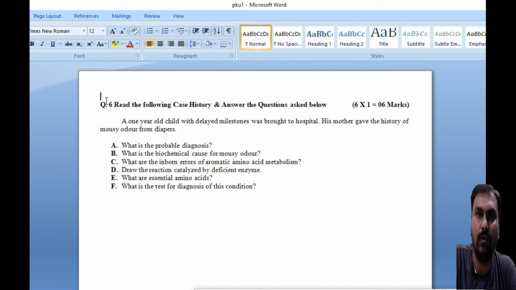What are the inborn errors of aromatic amino acid metabolism? They are phenylketonuria, tyrosinemia type 1, 2, 3, alkaptonuria, and albinism also. Draw the reaction catalyzed by the deficient enzyme. I will draw it in a few minutes. And what are the essential amino acids that are not produced by our body? So they have to be supplied in the diet. What is the test for diagnosis of this condition? Tandem mass spectrometry nowadays, but earlier the Guthrie test and ferric chloride test.